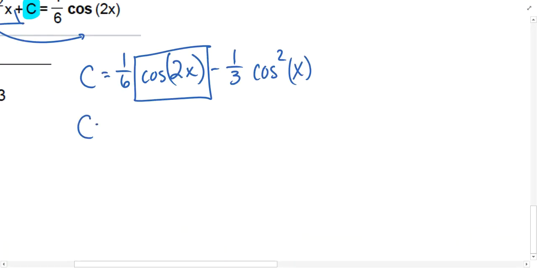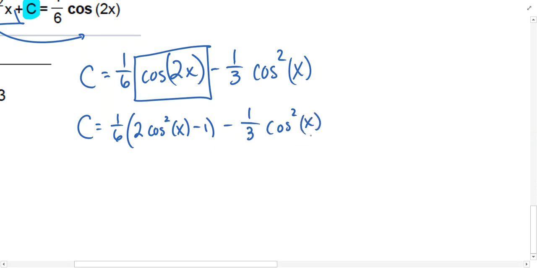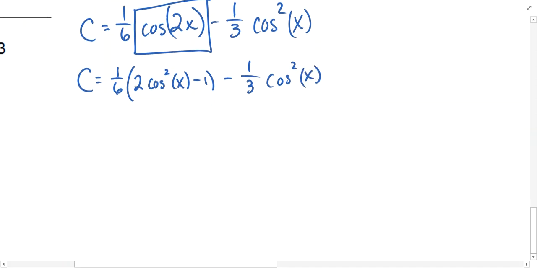So what I have is C equals 1/6, and this box here turns into 2 cosine squared of x minus 1. So all of that in this parenthesis grouping symbol has replaced the box, and then we tack on the stuff that we haven't messed with yet: minus 1/3 cosine squared x. And now we can distribute.